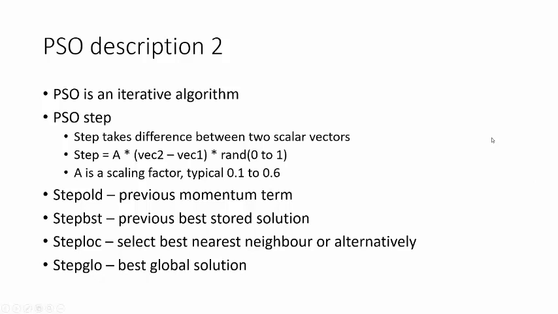PSO is an iterative algorithm. A PSO step takes the difference between two vectors. The step is multiplied by a scaling factor A and a random number in the range 0 to 1. Step old takes the previous momentum term, step best the previous best stored solution, step local involves the nearest neighbor or the best nearest neighbor, and step global uses the global best solution.